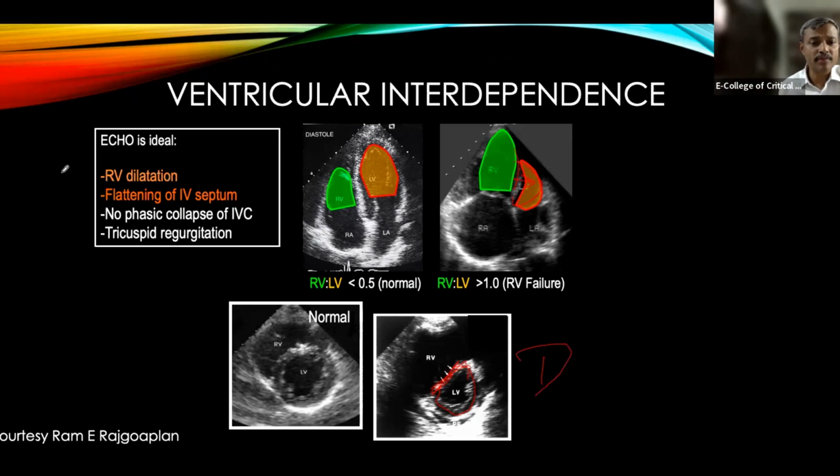So how to diagnose RV failure in this case? RV dilatation will be there, and RV diameter will be more than LV diameter, ratio 1.0. There is flattening of the interventricular septum, pushing toward the left ventricle. No phasic collapse of the IVC; you can see the IVC completely dilated here. And there will be tricuspid regurgitation. Because the RV and RA are dilated, more and more regurgitation will be there towards the right atrium. So this is how we can diagnose right ventricular failure.